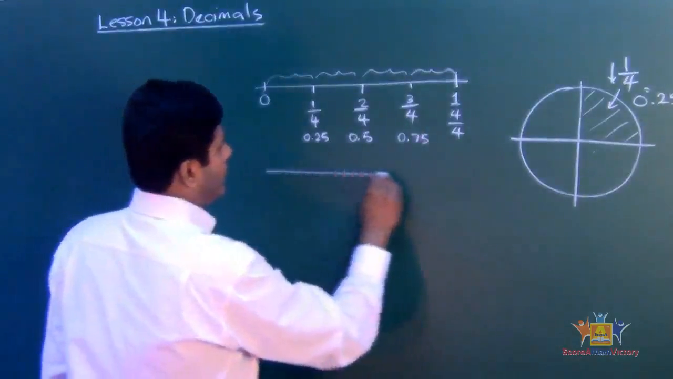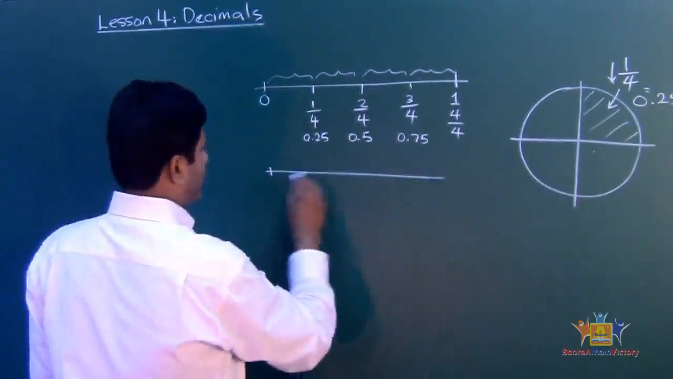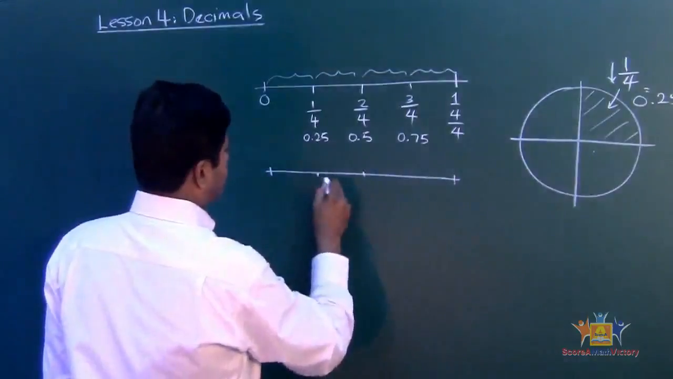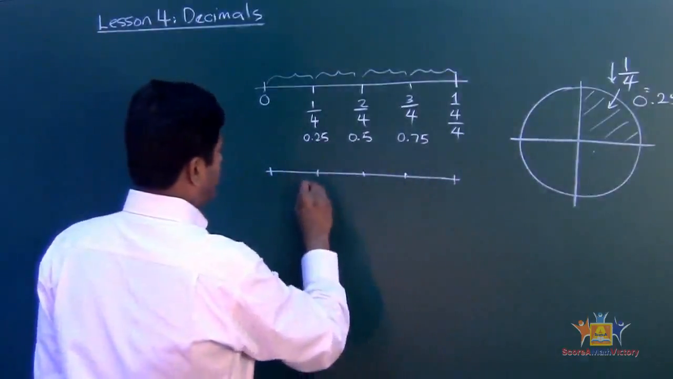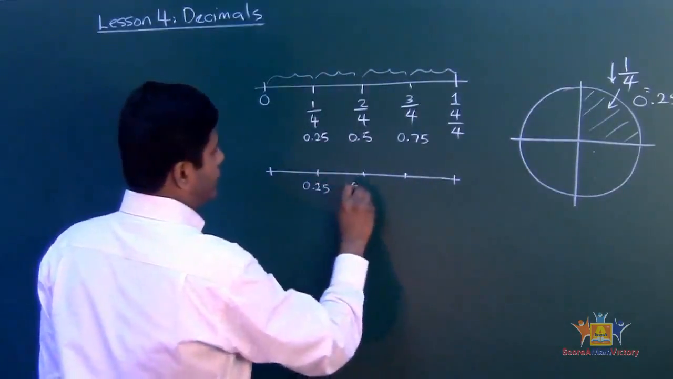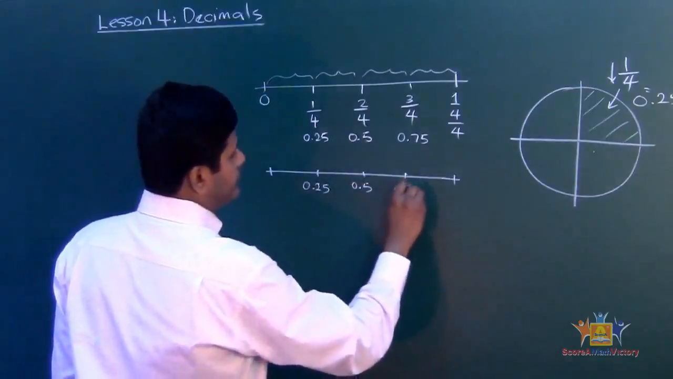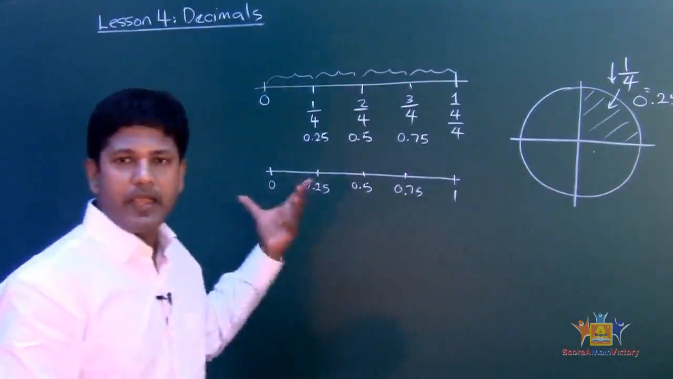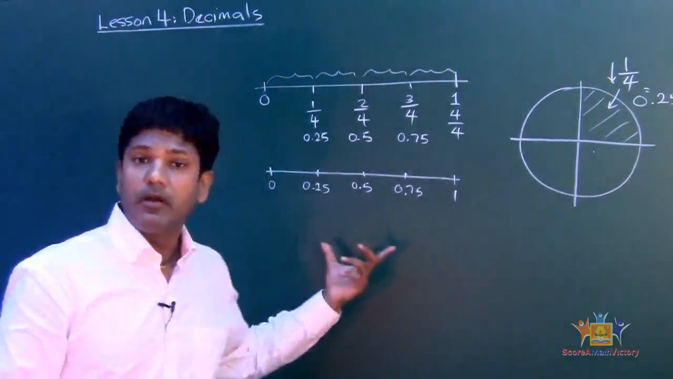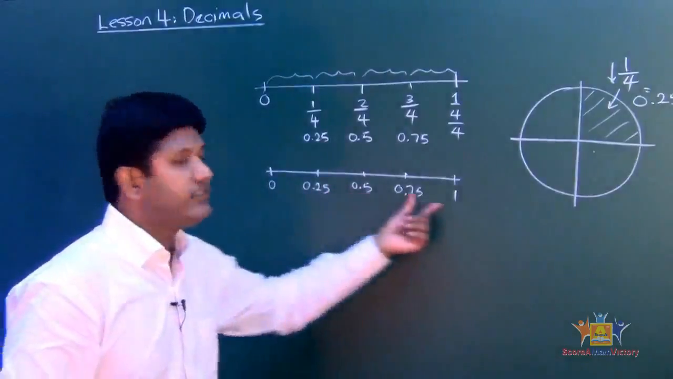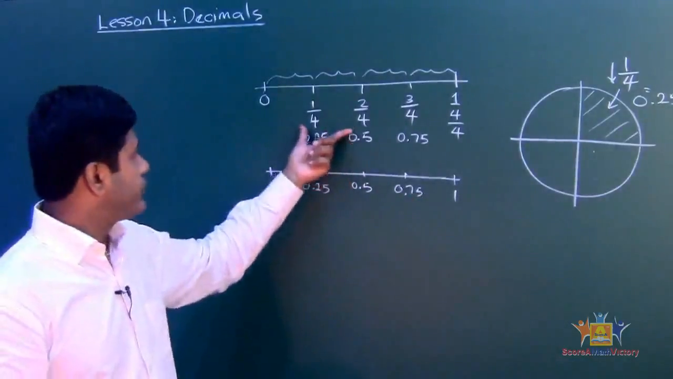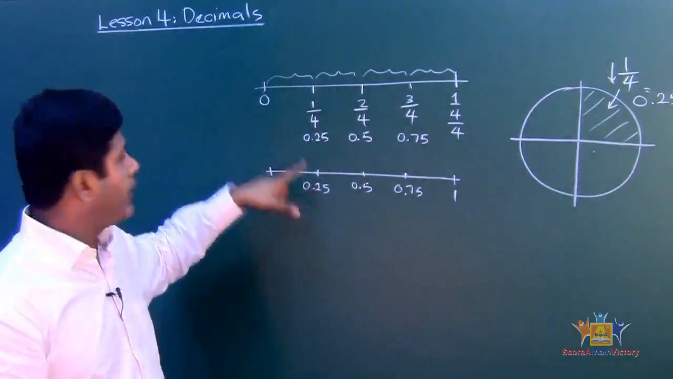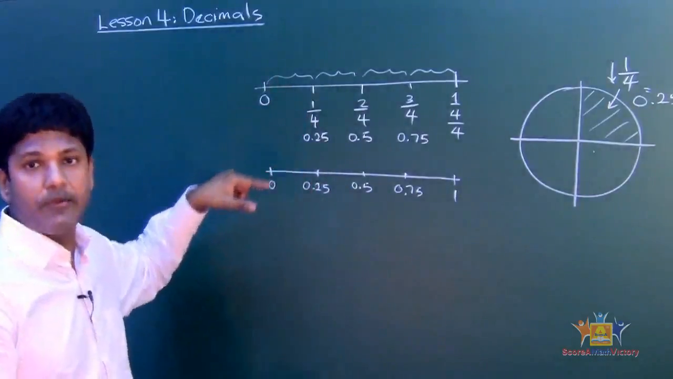Okay, let me redraw that. Redraw and relabel again. Okay. So this time I'm going to put the decimals in there. So this is 0.25, 0.5, 0.75, and this is 1, and this is 0. So now look at this. I expressed that number line in the form of decimal. This was in fraction, I converted it to a decimal. Now, how do I get 1/4 to 0.25? 1 divided by 4 using the arrow down method.